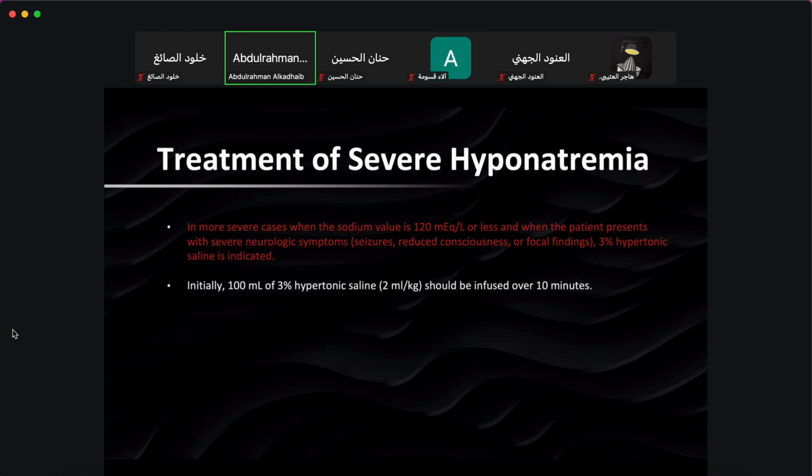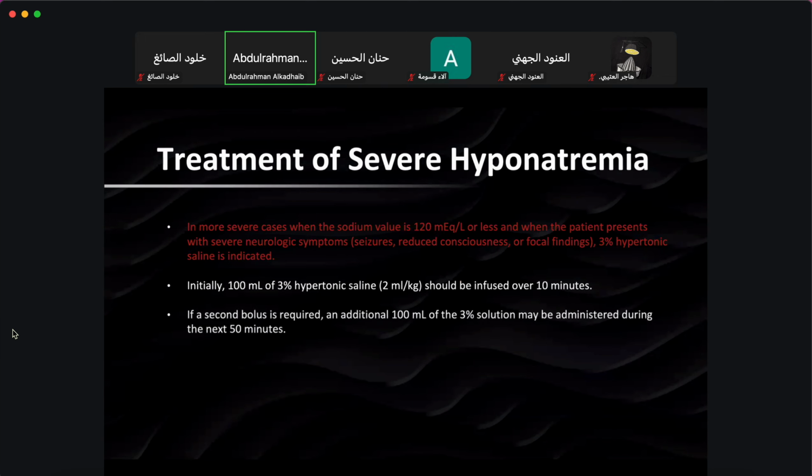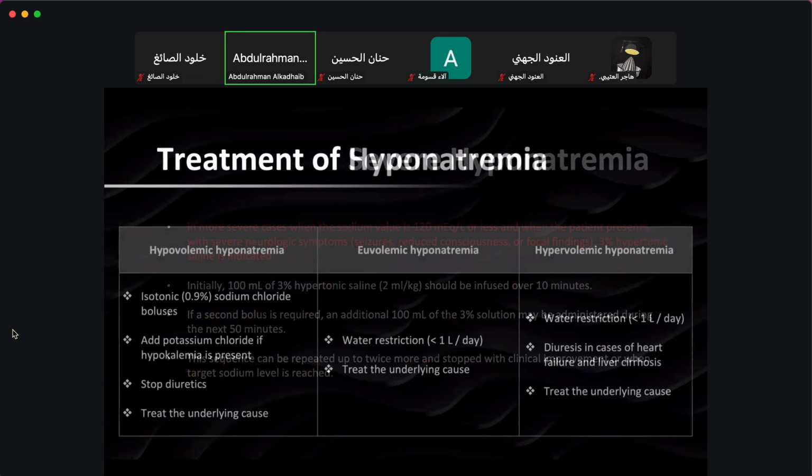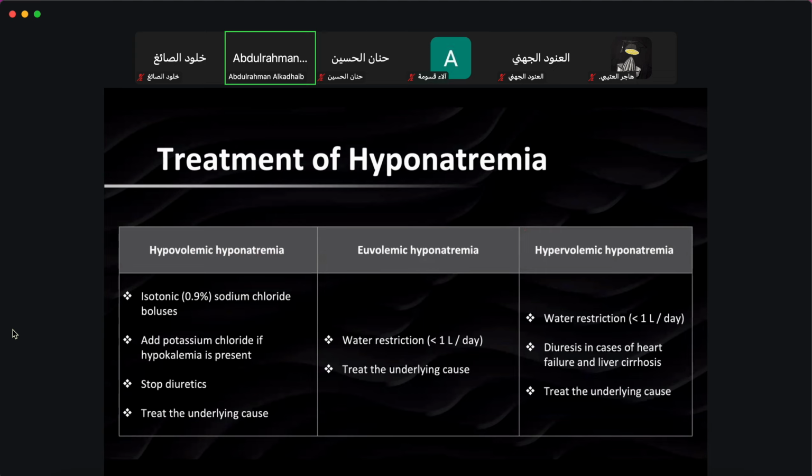So the dose, you don't have to memorize the dose. I just kept it here for your reference. We typically start with 100 ml, and we can repeat it as many times as needed until the patient's condition or the severe symptoms improve. So that's for the treatment of severe hyponatremia.